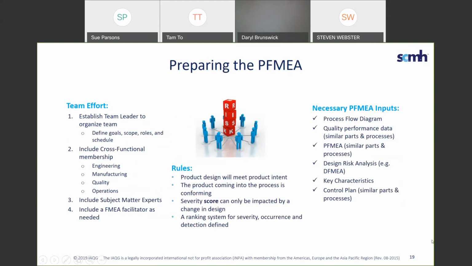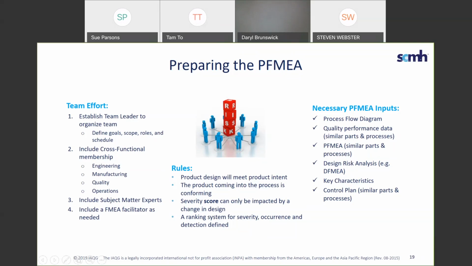Okay, so how do you get started? So again, it's a team effort. You want to establish your team. You should have a team leader, and the team leader should define the scope, the roles, and the schedule. So you want to say, what are we looking at here? Are we looking at receiving to shipping? Are we just looking at the milling operation, from receipt of product into milling to shipment of product to the next step? So what are your bookends? What are your roles? Who's going to do what? And hopefully you'll establish the schedule when you meet.